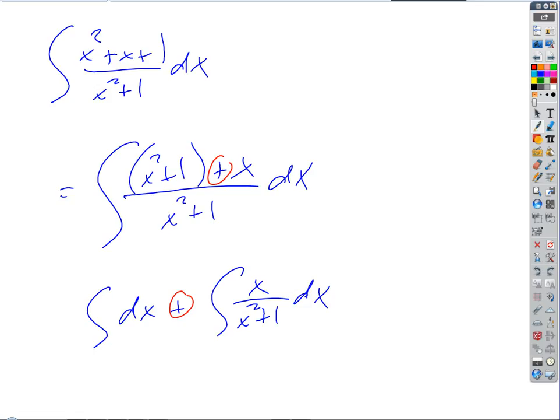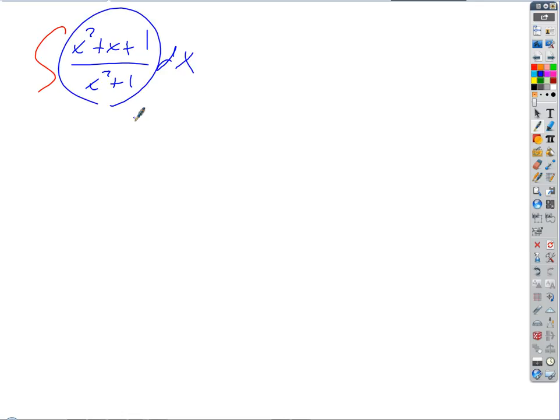In this case, that was great. But what if it weren't so simple? What if the integrand were harder? Well, all I really have to do is just divide that out, right? Just simplify that quotient. So x squared plus 1 divides into x squared plus x plus 1 how many times?